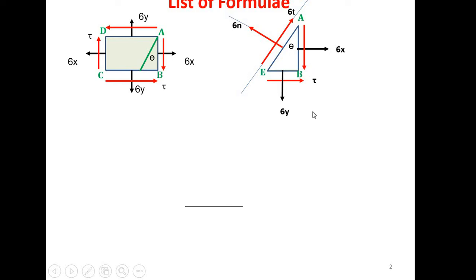Here we have drawn the free body diagram. We have shown forces which are acting on this triangular plane. This 2D element is in equilibrium, so this triangular element is also in equilibrium. Means we can apply the equilibrium conditions summation Fx equal to 0, summation Fy equal to 0, and by applying these equations we get some formulae.